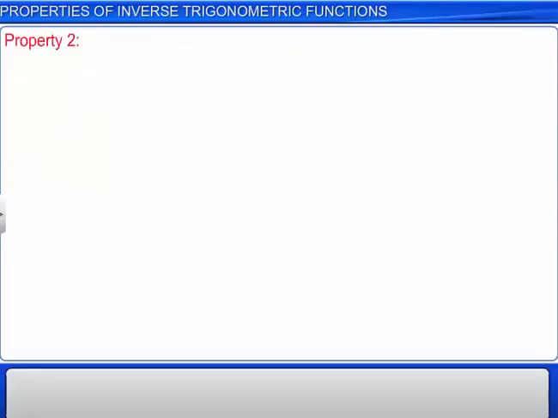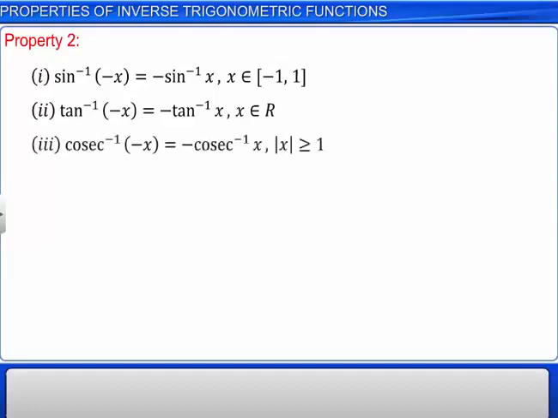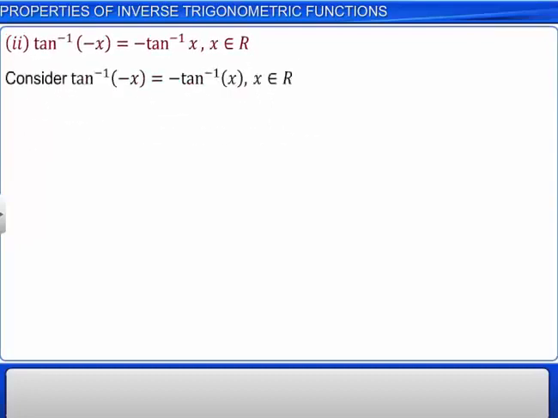The second property states that sine inverse of -x is equal to minus sine inverse x. Similarly, tan inverse of -x is equal to minus tan inverse x, and cosecant inverse of -x is equal to minus cosecant inverse x. Consider the second part.